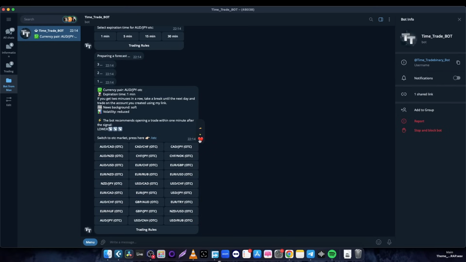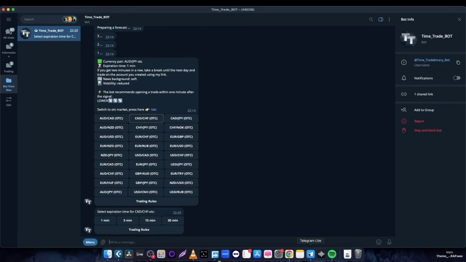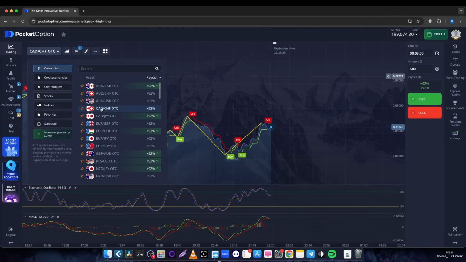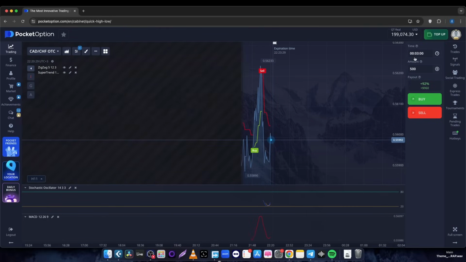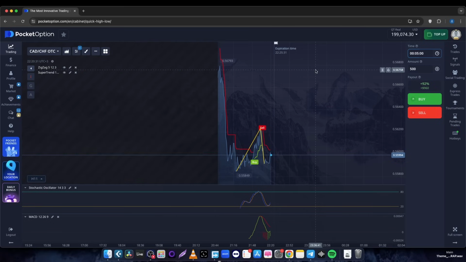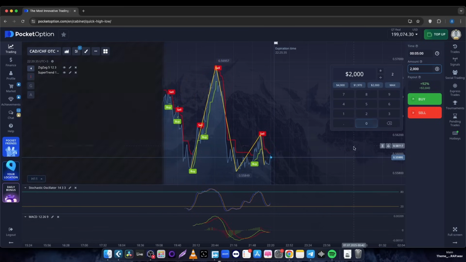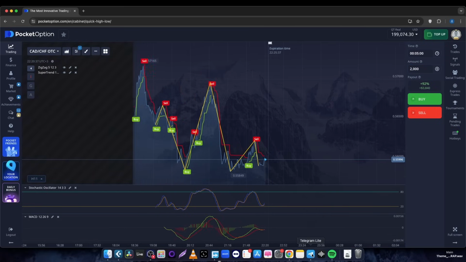Well, let's get started. I'm going to select a currency pair from the list in the trading bot interface for my first trade. Let's take the Canadian dollar and the Swiss franc OTC. Now, I go to Broker Pocket Option, and in advance in the search bar, I will set this currency pair. The expiration time in the first trade will be 5 minutes. I will invest $2,000 according to the main rule of money management.